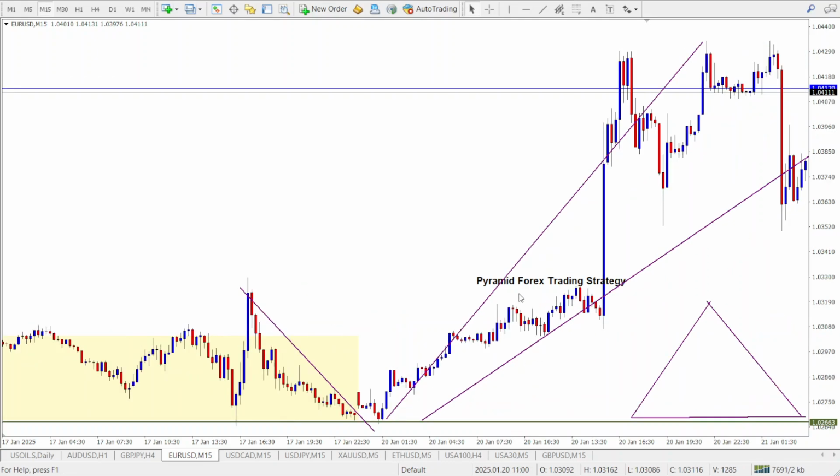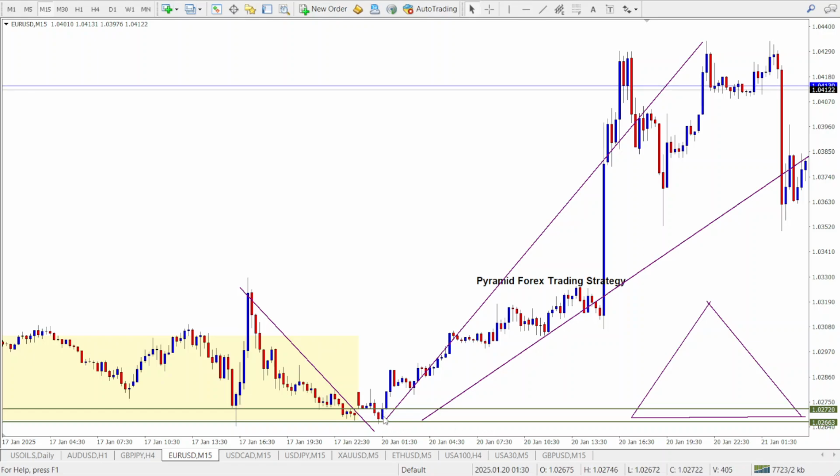Now, if you are using the Pyramid Forex Trading Strategy, you might have considered entering a buy trade somewhere around here, perhaps right after this bullish candle formed that closed higher than the previous candle that was a bearish candle. So right after this candle closed above the previous candle, you would have considered entering your first position.